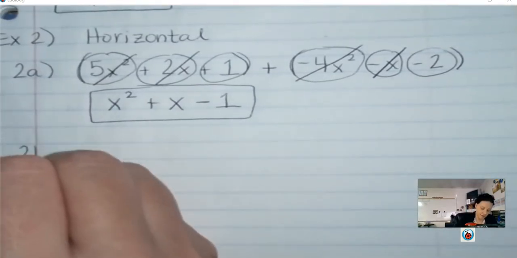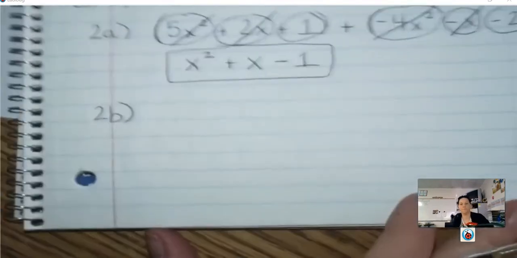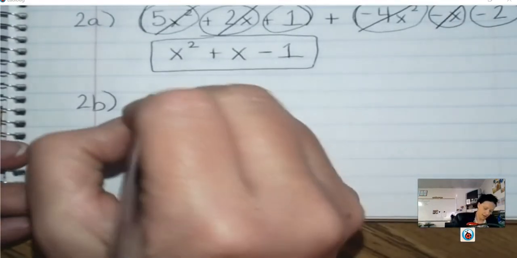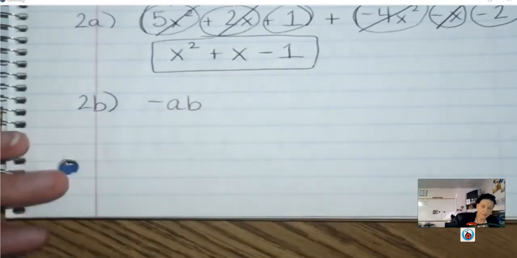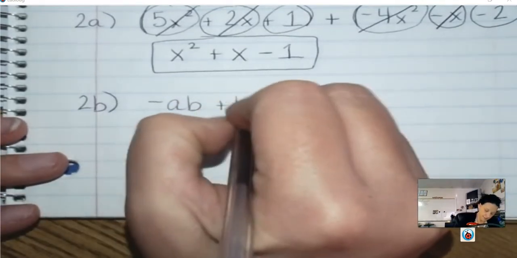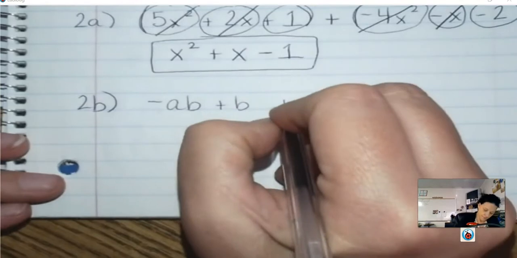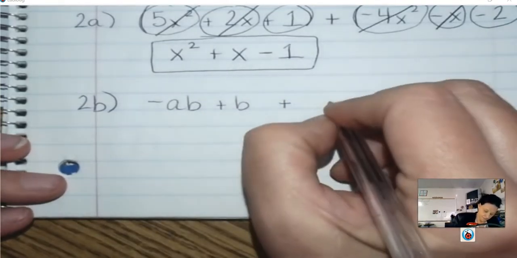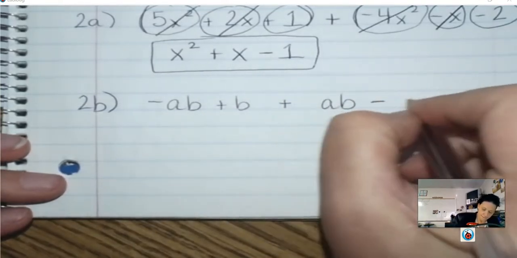Okay, let's try that one again. 2b, negative ab, plus b, plus ab minus a.